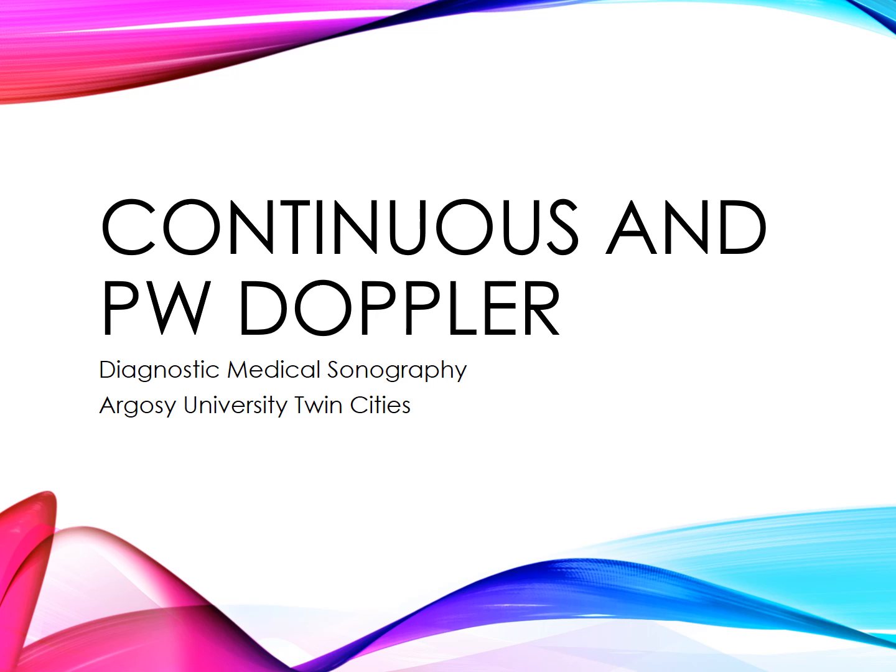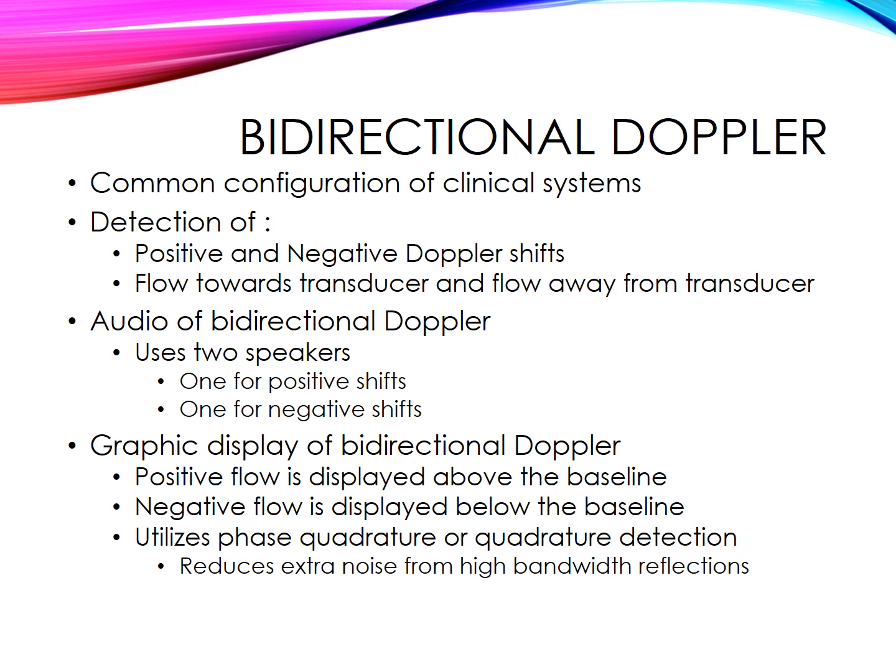Moving ahead in our Doppler lecture, we'll discuss continuous wave and pulse wave Doppler. So the fact that we can tell the difference between positive and negative flow all comes up because of bidirectional Doppler, and this is the common configuration now of our clinical systems. That bidirectional Doppler tells us that yes, flow is going towards the transducer or that it's going away from the transducer, telling us those positive and negative Doppler shifts.